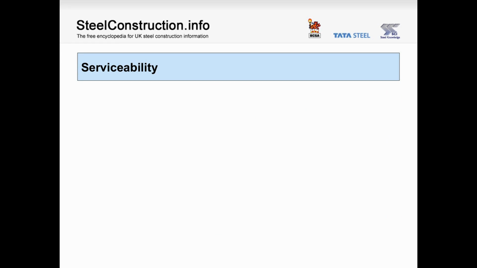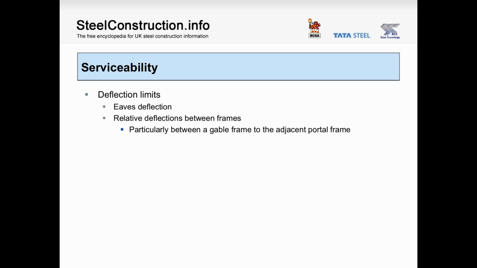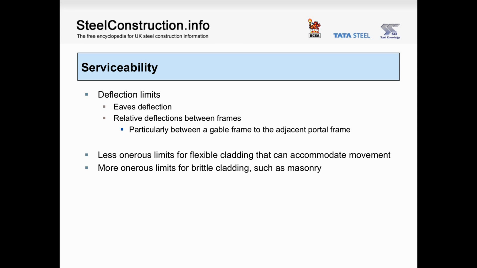Finally then, serviceability, which is all about deflections of a portal frame. There are deflection limits, and generally we would concern ourselves with lateral deflection at the column tops, and perhaps even more importantly, relative deflection between portal frames. Relative deflection may be the critical check, particularly if we have a gable frame which is constructed from gable columns and simply supported rafters, which will not deflect, but the adjacent portal frame may deflect, and we need to check the relative deflection between the two quite carefully.